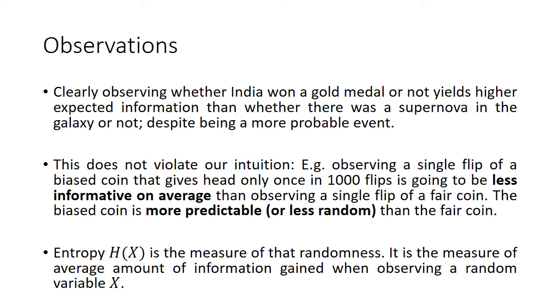So entropy is a measure of that randomness. That's how we define entropy. Entropy, H of X, is nothing else but the expected value of I of capital X. It is a measure of the amount of information gained when observing a random variable X. As simple as that.